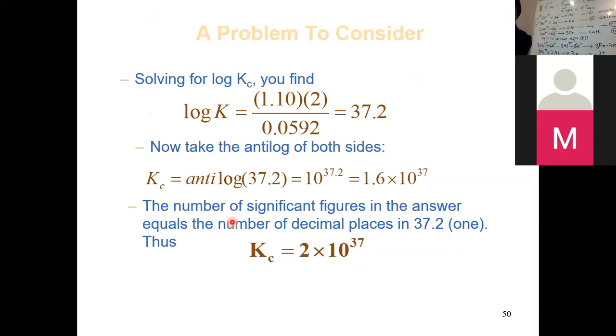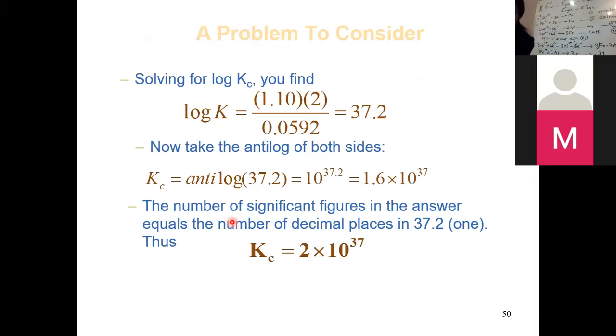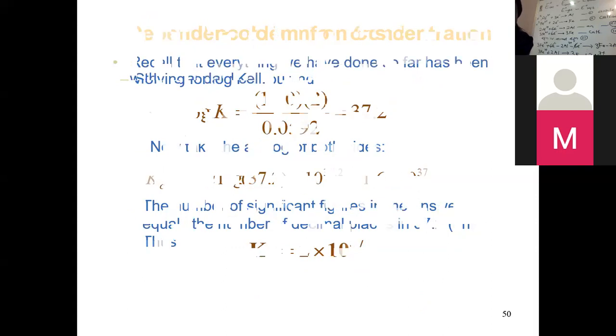Should be 37. The log K is 37.2, and then the antilog of K is 2 times 10 raised to power 37. And that is the equilibrium constant for that.